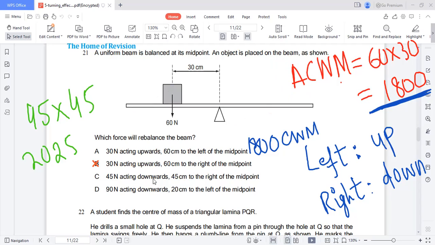45 Newton force, like 45 times 45, their magnitude is incorrect. So that's why I'm going to mark it like this. Okay, 90 Newton, and it is downward in direction.